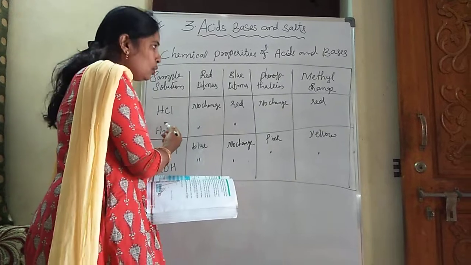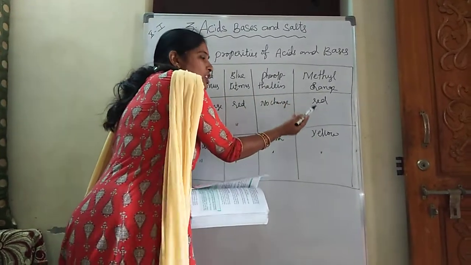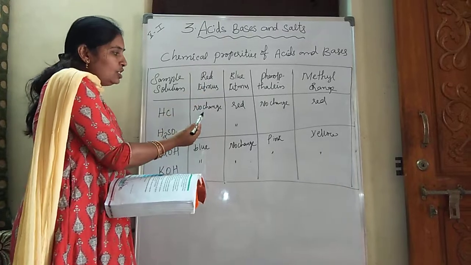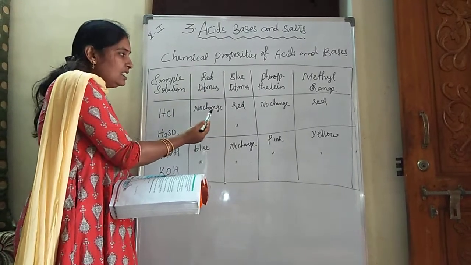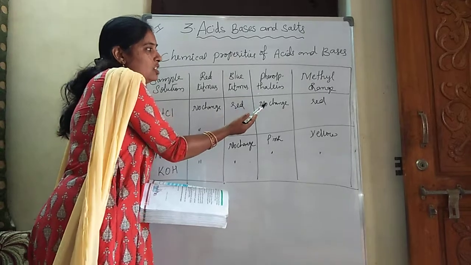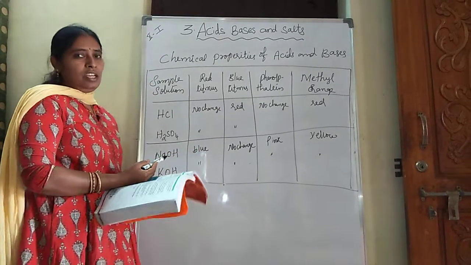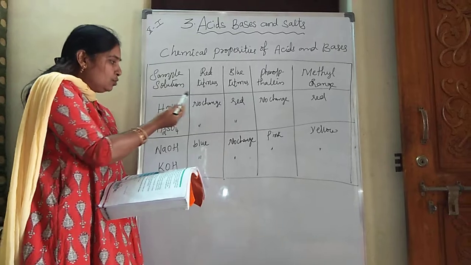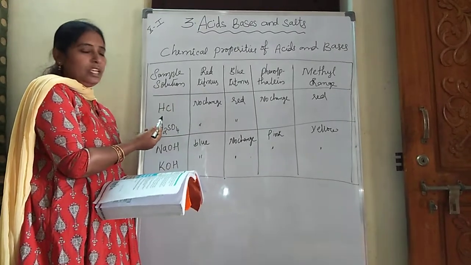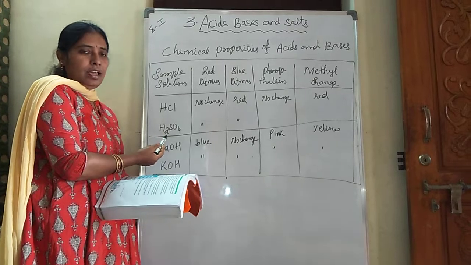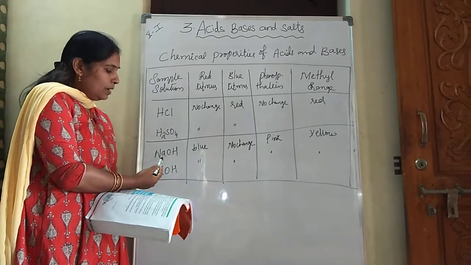When hydrochloric acid is tested with methyl orange, it changes into red. What we observed here: red litmus shows no change in its color, but blue litmus changes into red, phenolphthalein shows no change, and methyl orange changes into red. These are the indicators we used to test hydrochloric acid, and we got the same result in the case of sulfuric acid. Now comes sodium hydroxide.